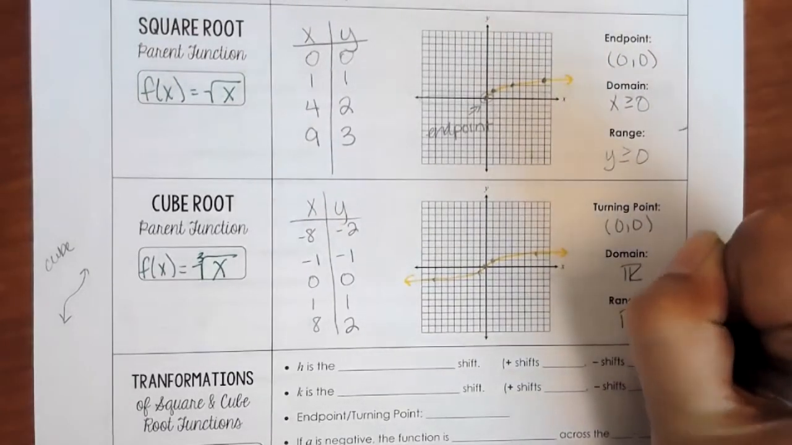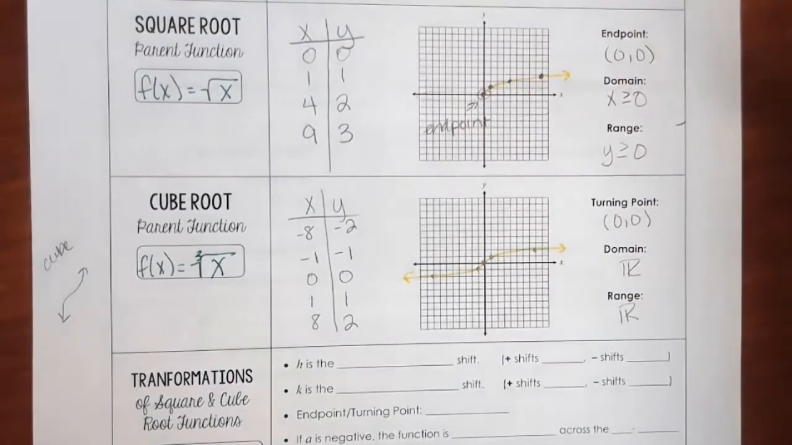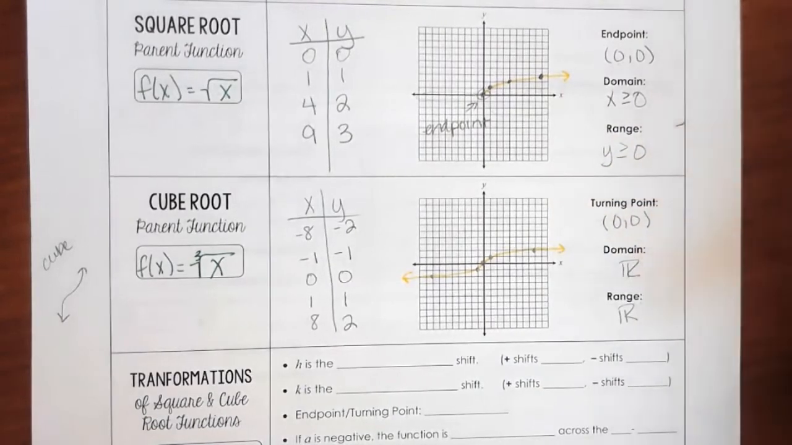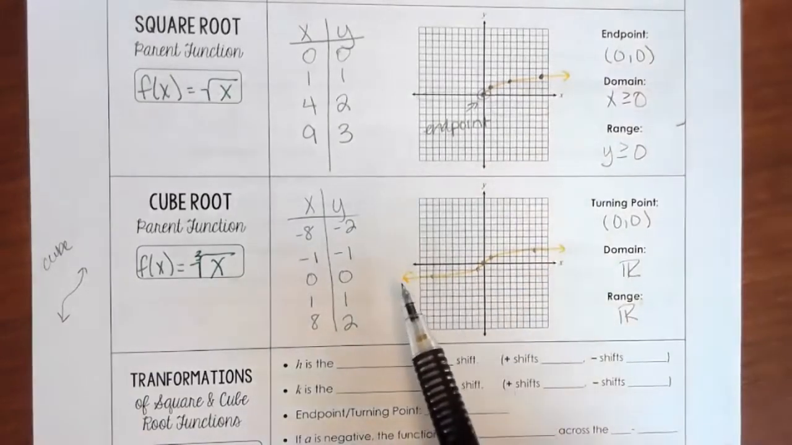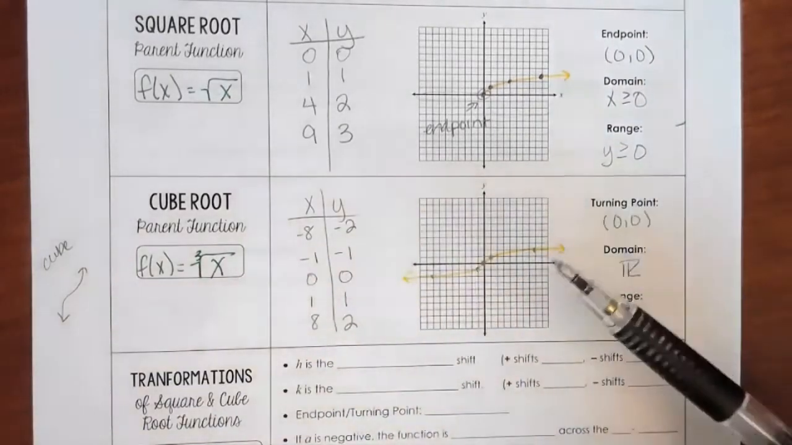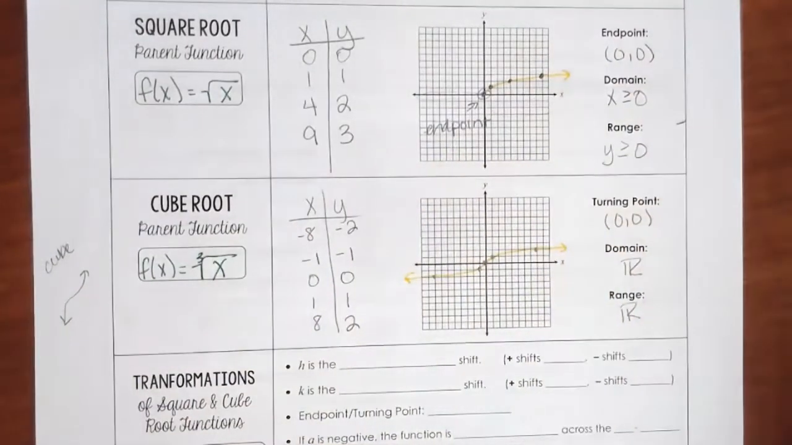And the domain and range for a cube root function is just like the cube function. It's all real numbers. You can write out all real numbers, or you can just write it with the R with the double back. It's going to go forever into negative infinity and positive infinity, both in the x and y direction.